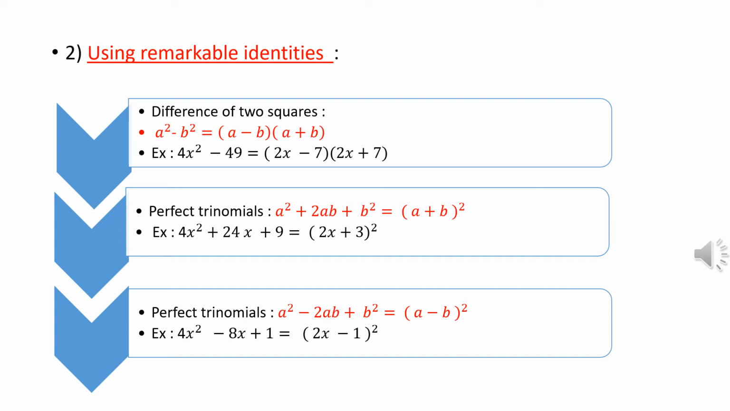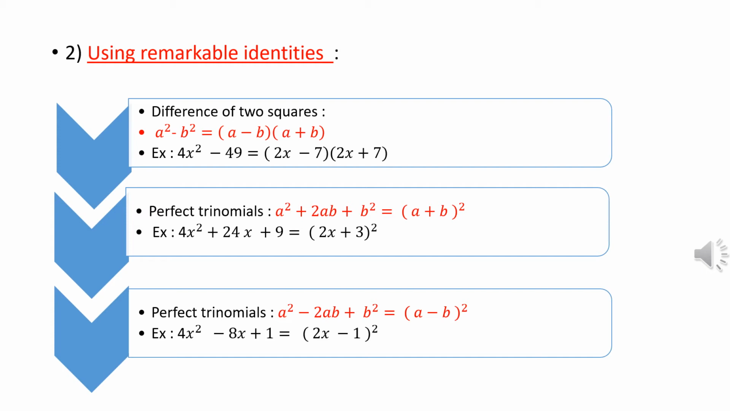If we have a perfect trinomial, the sum of three terms in the form of a squared plus 2ab plus b squared, the factorization is a plus b to the power of 2. Example, 4x squared plus 12x plus 9. Also, we take the square root of the first term and the square root of the third term, taking the sign of the second term, and we get 2x plus 3 squared.